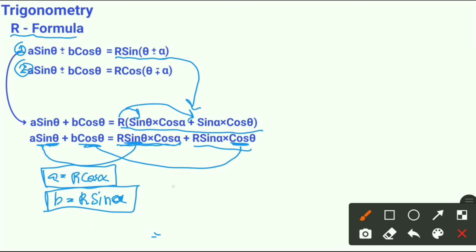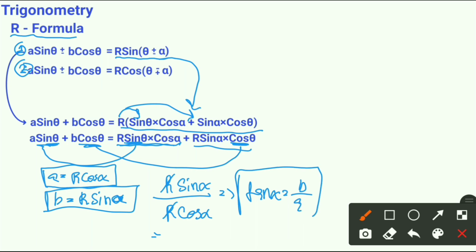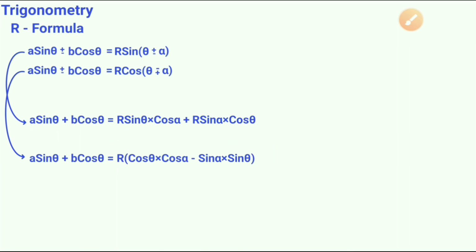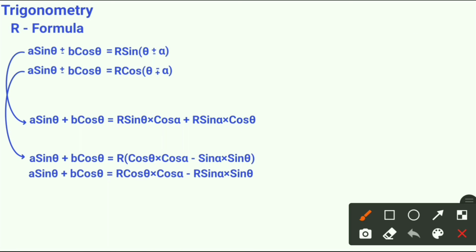If, for example, you need to find the base angle, then you can do something like sine R upon R cos and B upon A. You can find the base angle, this one. And as for finding the value of R, you can do this: A square plus B square is equal to R squared. That's it. Same thing.